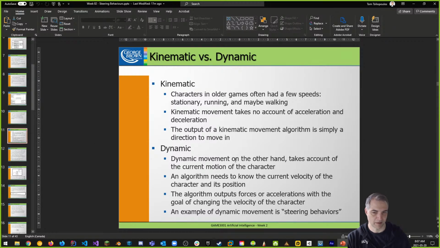So again, there are two types of movement, kinematic and dynamic. Let's talk about kinematic for a second. A lot of times autonomous characters in older games had a few things: stationary speed, running speed, maybe walking speed. Kinematic movement doesn't take into account anything like acceleration or deceleration. It's like instant on. That's what kinematic speed is like. Okay, so there is no acceleration or deceleration with kinematics. The output of kinematic movement is just a direction to go towards, whereas dynamic movement takes into account other motion, for example, acceleration and deceleration. It's more realistic, and it makes it more immersive for the character to use dynamic movement. We'll be talking about both types of movement over these next 2 weeks, this week and next week.